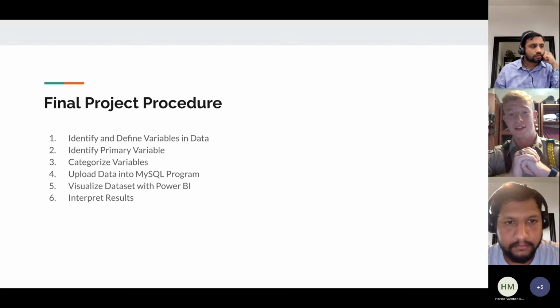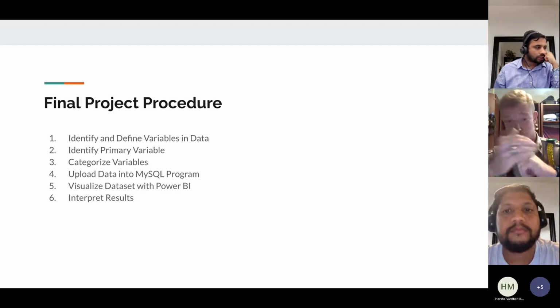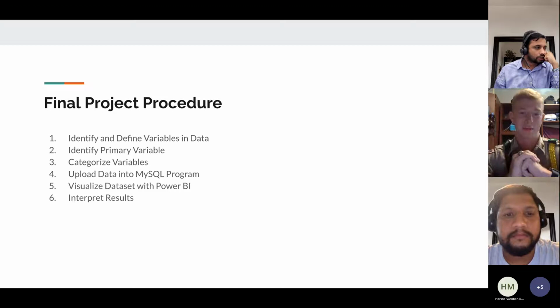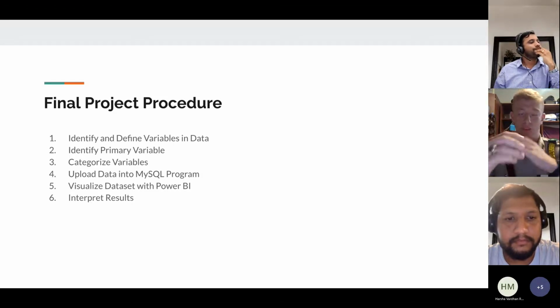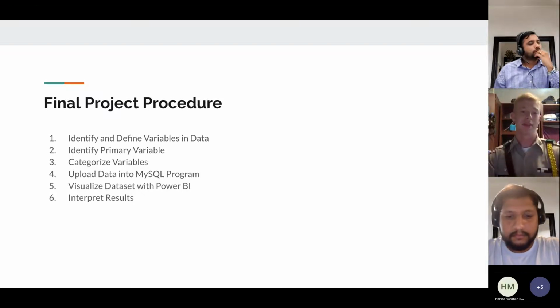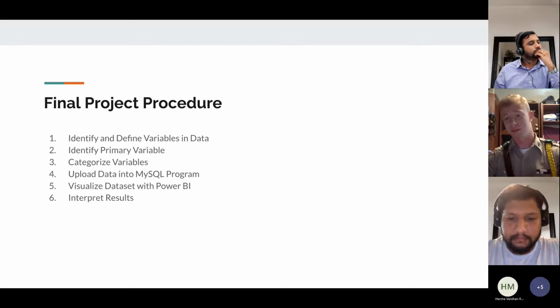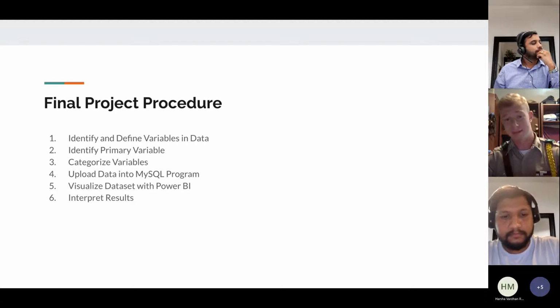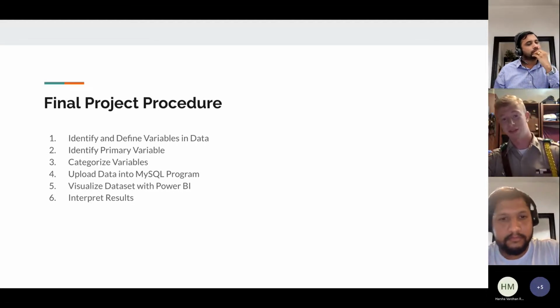We identified and defined those variables with the help of Dr. Sushil, of course. We identified the primary variable, that is the cow ID. We categorized these variables so that we could put them into a schematic or a table. We uploaded that data into the MySQL program and compiled our database like that. And then we visualized our data set with Power BI.